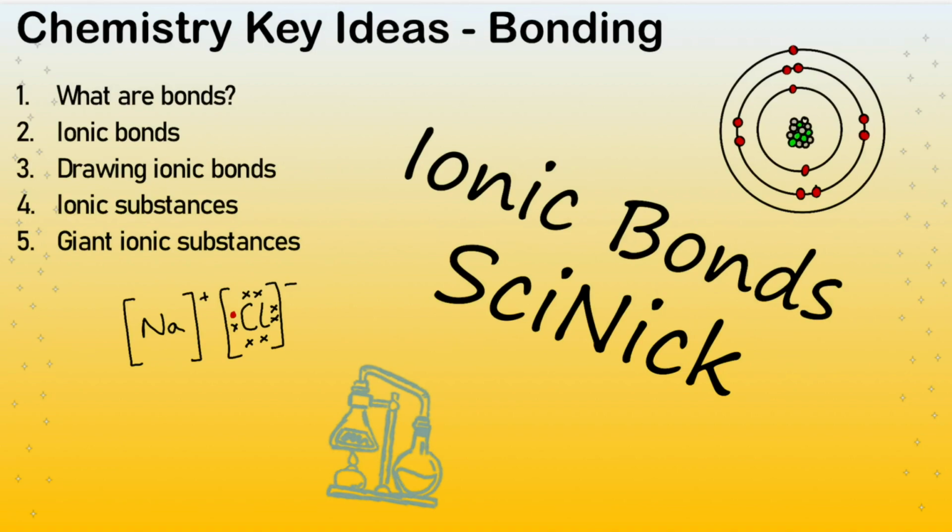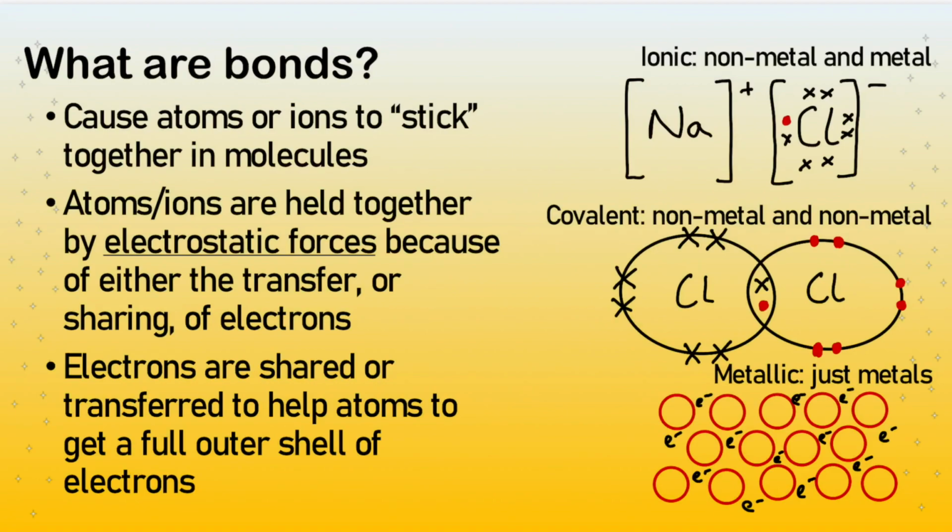In this one we're going to be looking at bonding, and specifically ionic bonding. We're also going to have some other videos on covalent bonding and metallic bonding, so check those out too. We're going to cover what bonds are, look at how ionic bonds work, how to draw them, give you a chance to try some yourself, and then what ionic substances look like and how they end up having certain properties.